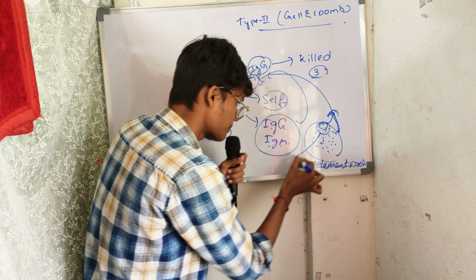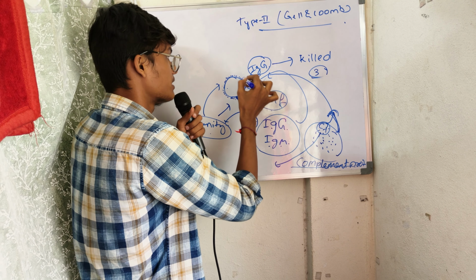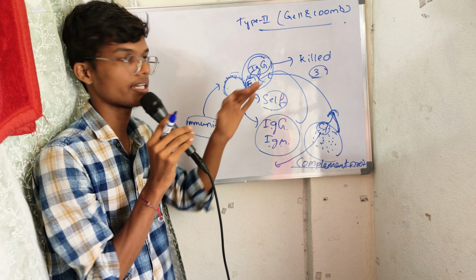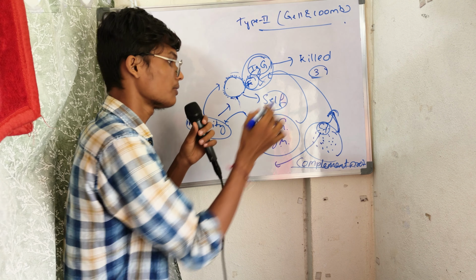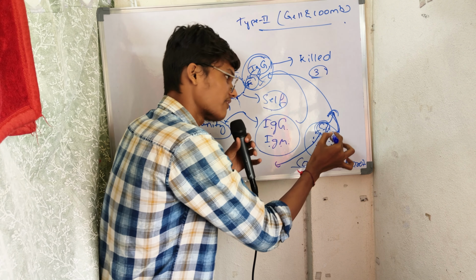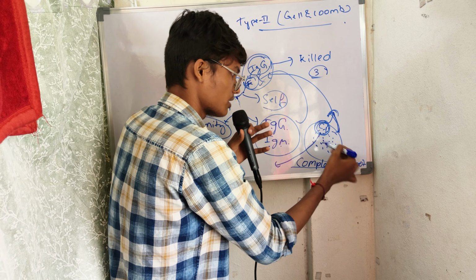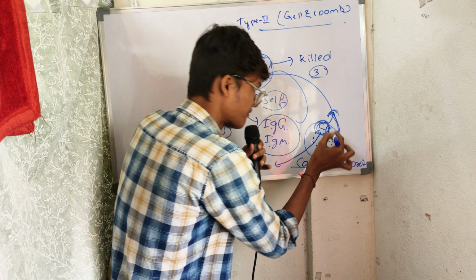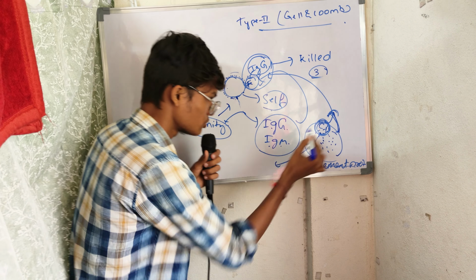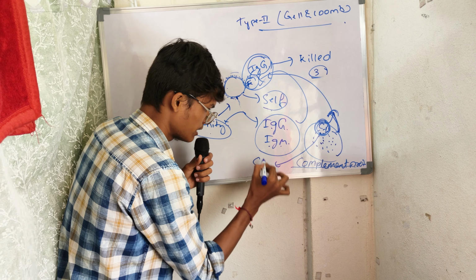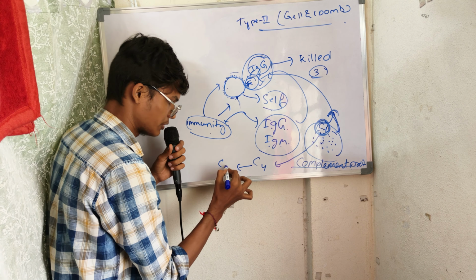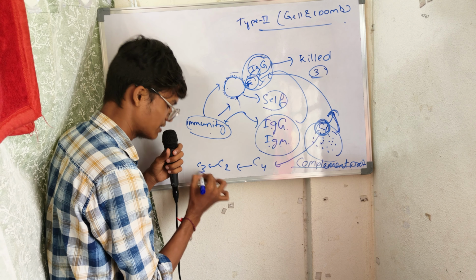Why is the complement pathway getting activated? Because the RBC is coated with IgG, and if it is coated with IgG, it should be killed, right? So that's why the complement system is activated. In the complement cascade, first C1 is activated by recognition of the FC region. After C1 is formed, C4 is formed, then C2 is formed, then C3 is formed.